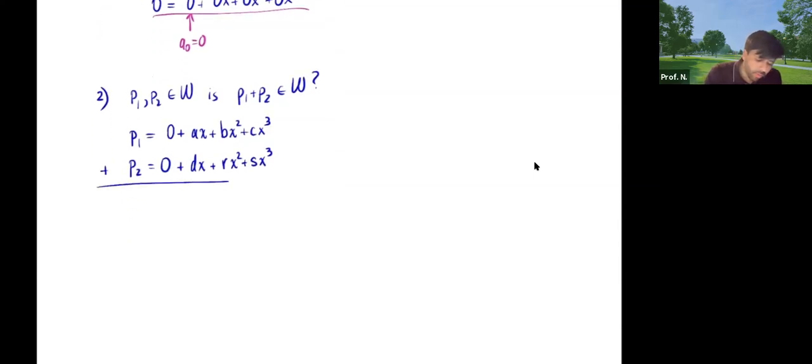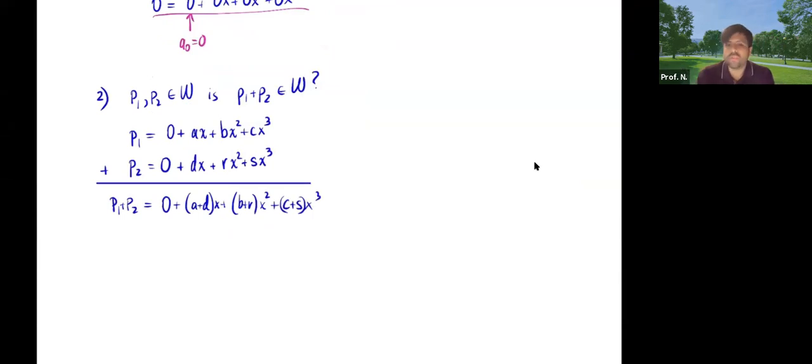What happens when I add these together? What does P1 plus P2 become? Doesn't it become 0 plus (A plus D)x plus (B plus R)x squared plus (C plus S)x cubed? What did I just show? I showed that P1 plus P2 is inside of W. It's an element of W, a member of W. It belongs to W.